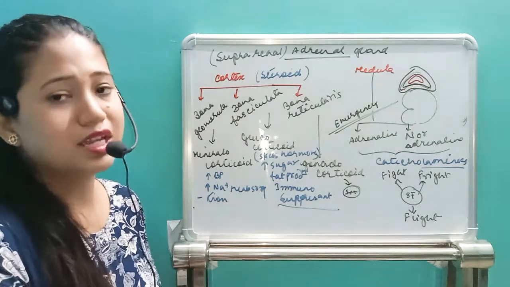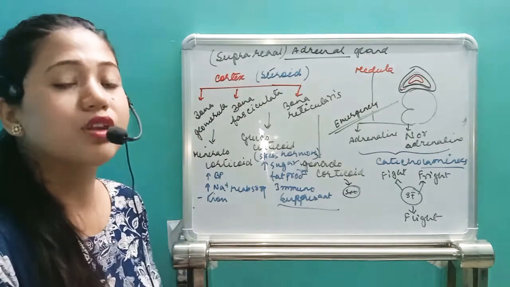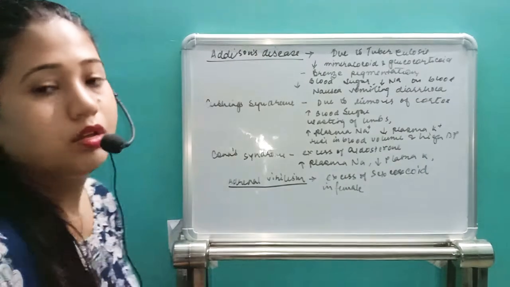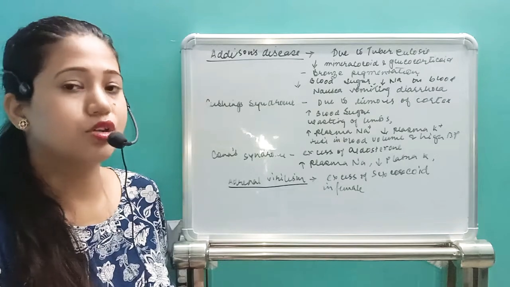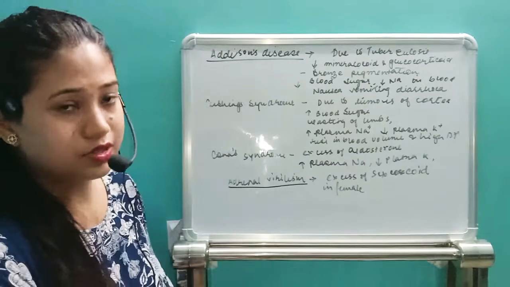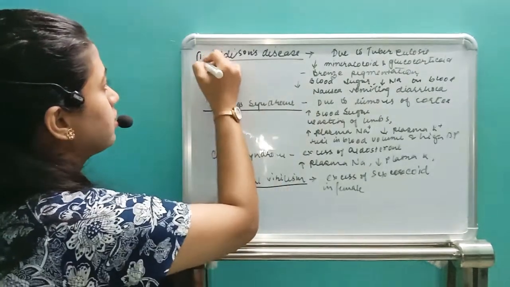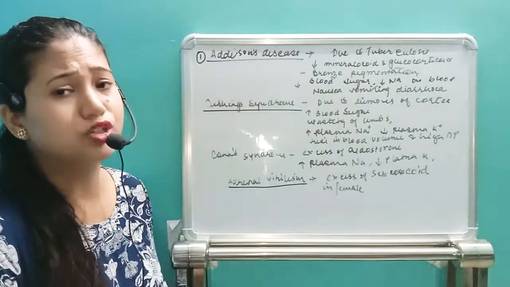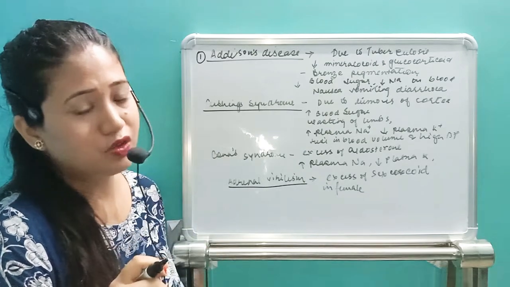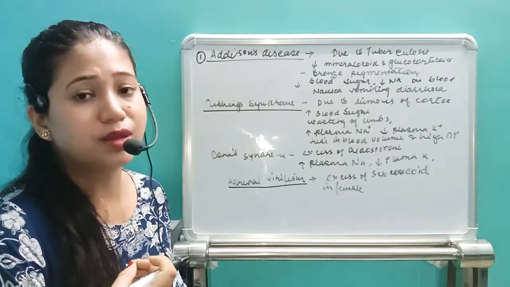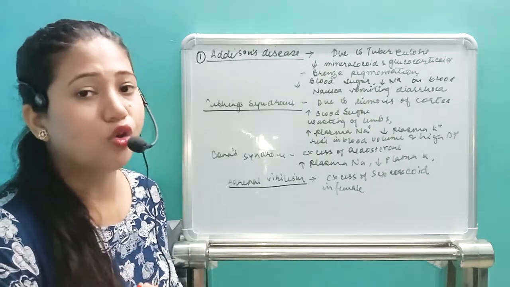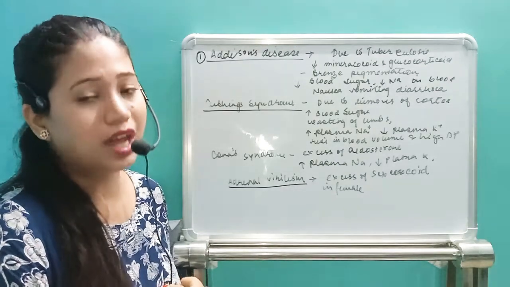After that, let us see the different disorders related to the adrenal gland. First of all, there are diseases. Here I have written 4 diseases. The first disease is called Addison's disease. Why does this disease occur? Due to tuberculosis. Due to TB, the adrenal cortex is degenerated, and we are not able to release a sufficient amount of mineralocorticoid and glucocorticoid. So the functions of mineralocorticoid and glucocorticoid will not be seen in Addison's disease.